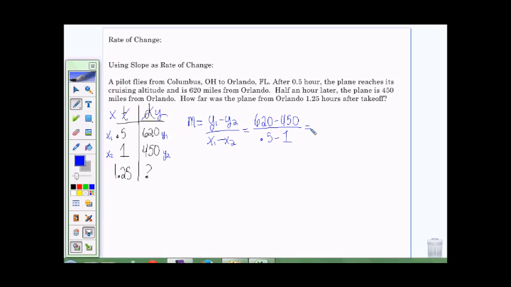I get 170 over negative 0.5, and two things are wrong here. One, the negative's in the denominator, and we don't like that, so that's bad. And two, there's a decimal inside a fraction. We don't like that either, that's terrible. This whole thing just looks awful. So I'm not going to use this as a fraction, I'm going to use this as division. So I'm going to take that 170 and divide it by negative 0.5, and I'm going to get negative 340. That is my rate of change.